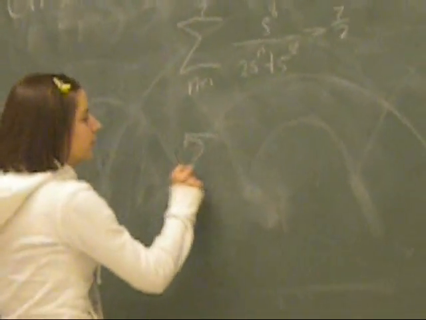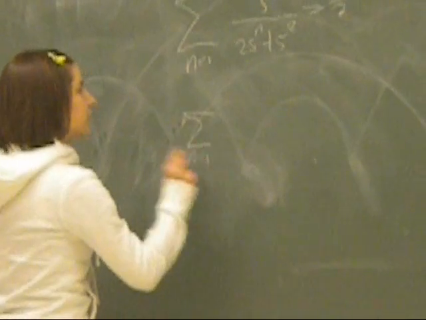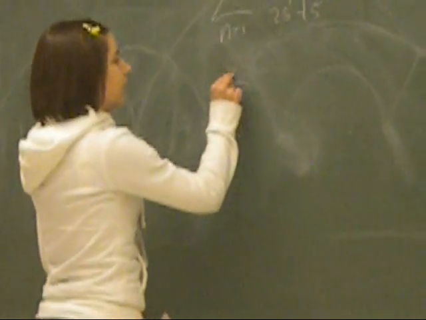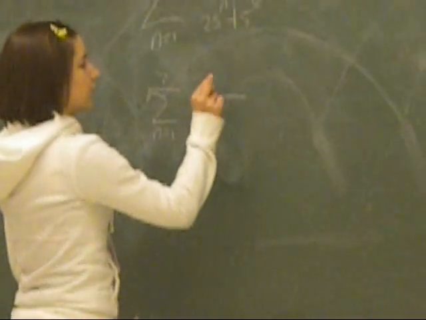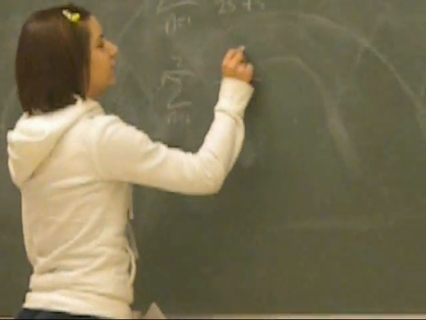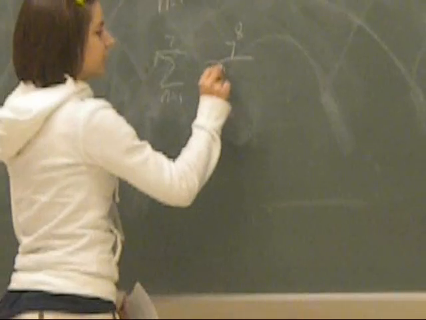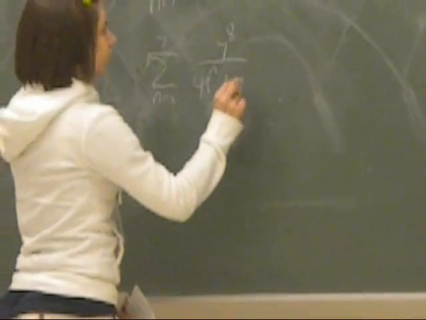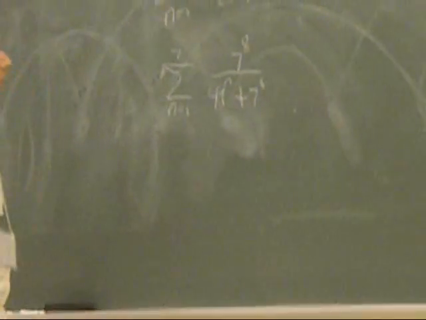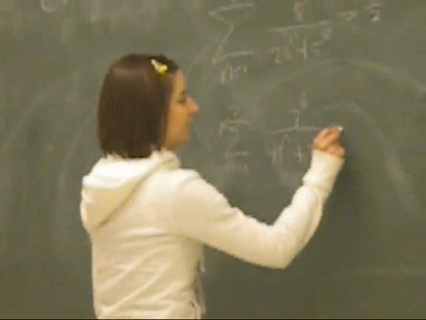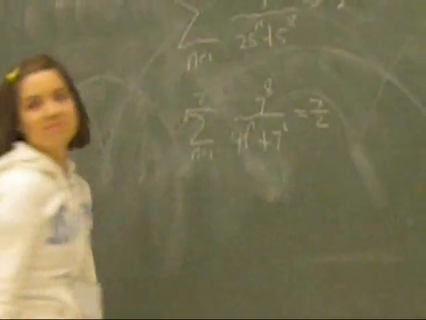Another example, n equals 1 to 7, of 7^8 over 49^n plus 7^8. You will find that that is also equal to 7 over 2.